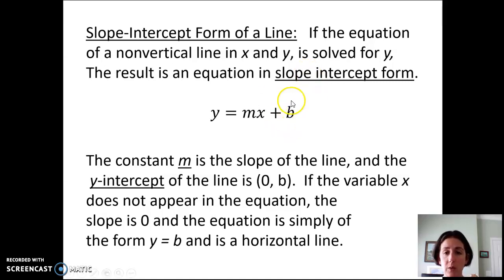So once you know what this b value is, then you know the ordered pair 0, b is the y-intercept of the line. In the case that an x does not appear in the equation, like y equals 7, well, it's there. The slope is just 0, so 0x. M is 0, that's a horizontal line, so you would just be left with y equals b.